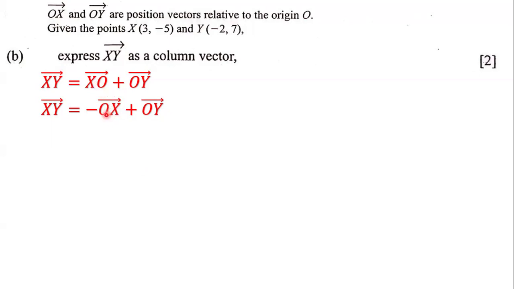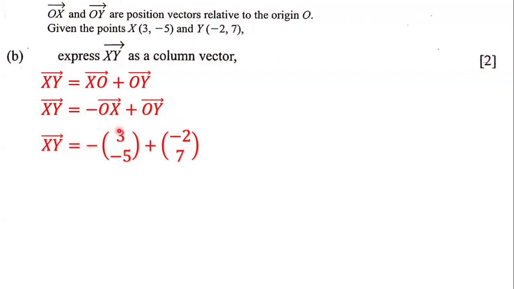Now, there's a penalty for switching the letters. We can switch the letters, that's fine, but the penalty is that we have to put a negative sign out front. So XO is equal to -OX. And so we have that XY is equal to -OX plus OY. We can substitute: OX is equal to (3, -5), and OY is equal to (-2, 7), but do not forget your negative sign out front.